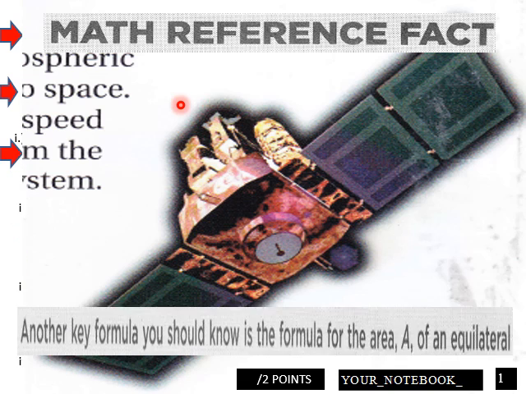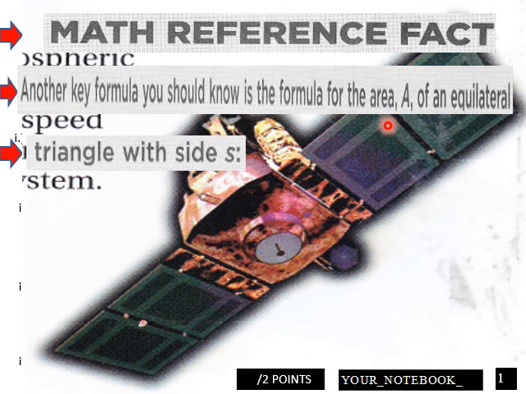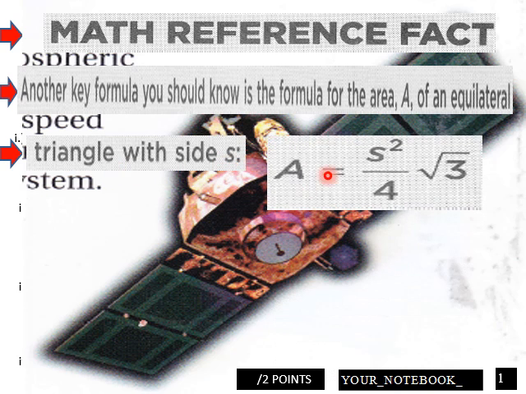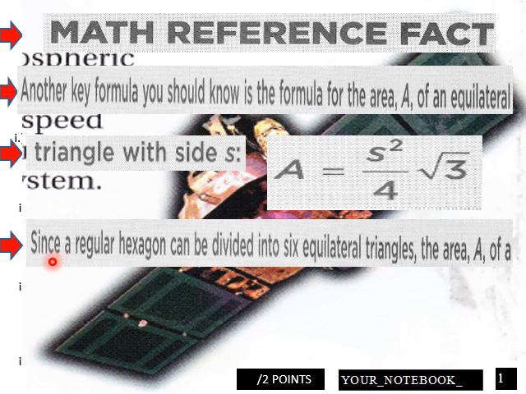Math reference fact. Another key formula you should know is the formula for the area A of an equilateral triangle with side S. We've already done this in other problems, actually, we've used this little shortcut here. Area equals S squared over 4 times square root of 3. In fact, I think in the last strategy lesson it was in there.